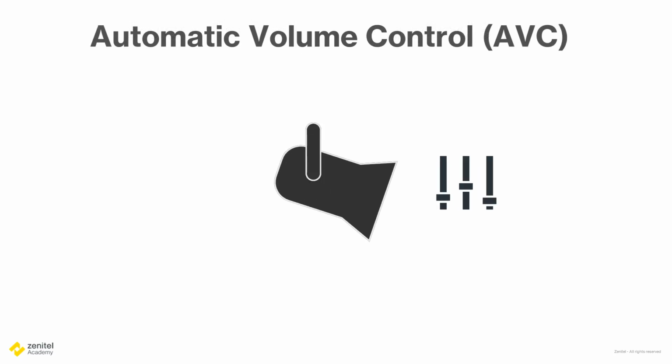The microphone in the IP speaker is constantly measuring the ambient noise level, and the output volume level is adjusted accordingly.